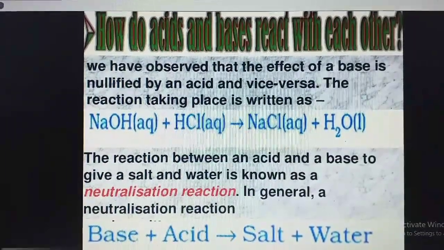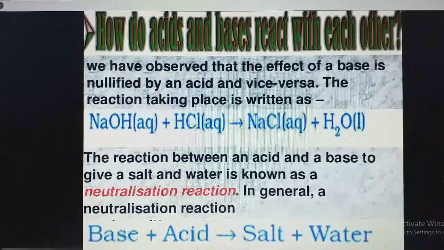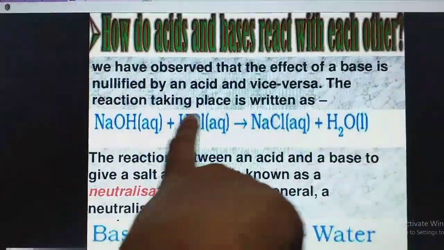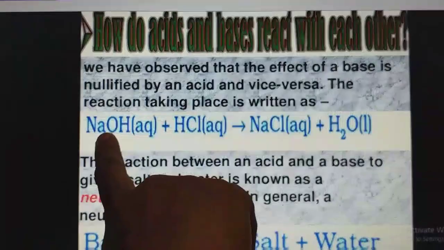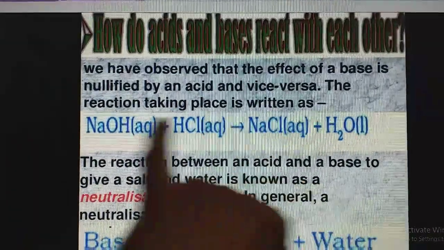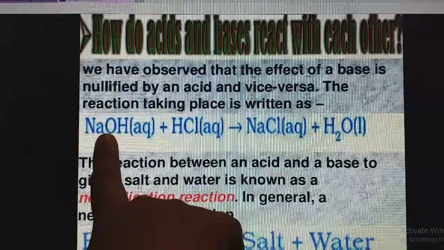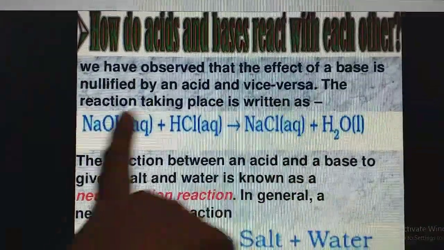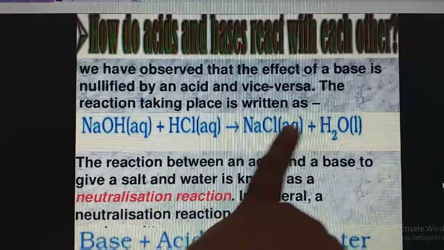And how do acids and bases react with each other? Suppose you mix acid and base, what will happen? You take sodium hydroxide, as I have shown in the first slide, NaOH and HCl, both react. This is acid and this is base. You get sodium chloride, salt, plus water. So whenever you add acid and base, you get salt plus water.